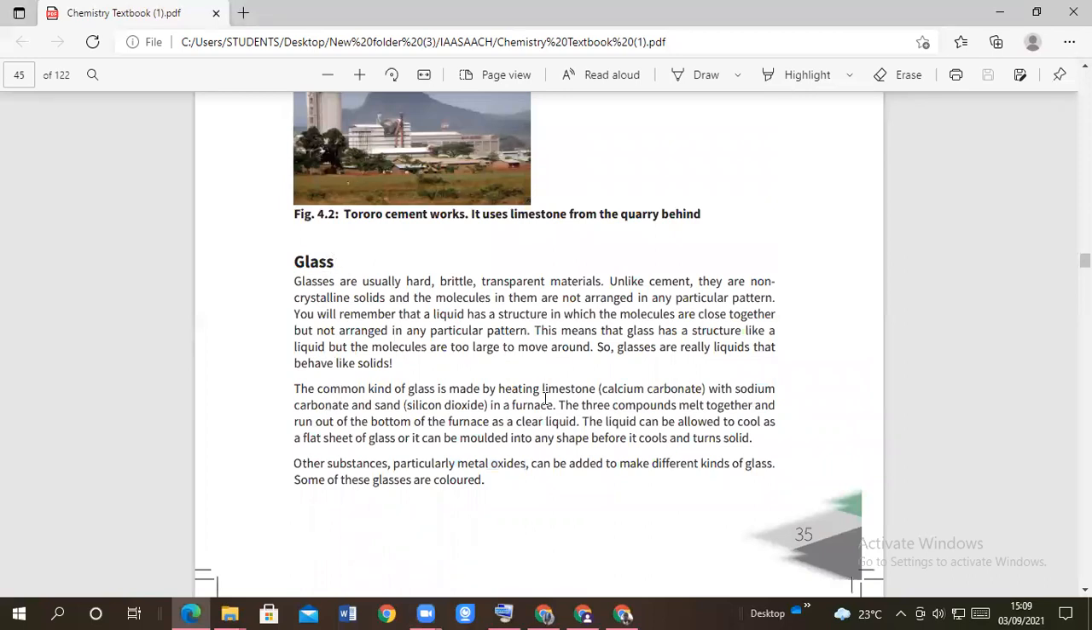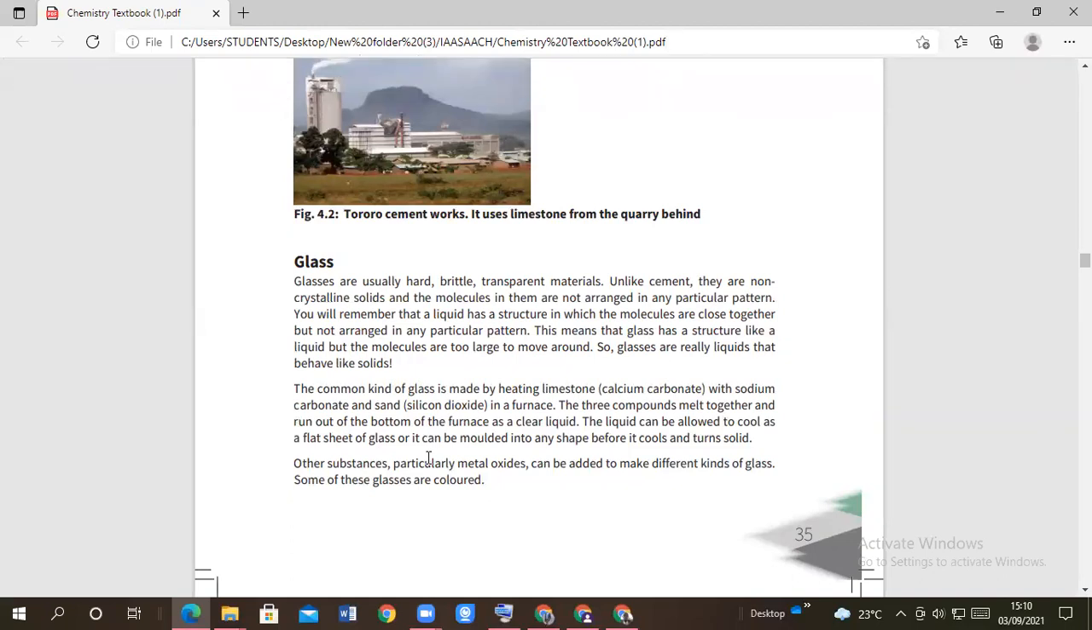If you mix limestone, sodium carbonate, and sand and heat them together in a furnace, the three components melt together. Melting is a change of state from solid to liquid. If these three components are melted together and run out of the bottom of the furnace, they come out as a clear liquid. This liquid can be allowed to cool as a flat sheet, like the glass windows, or it can be molded into any shape.